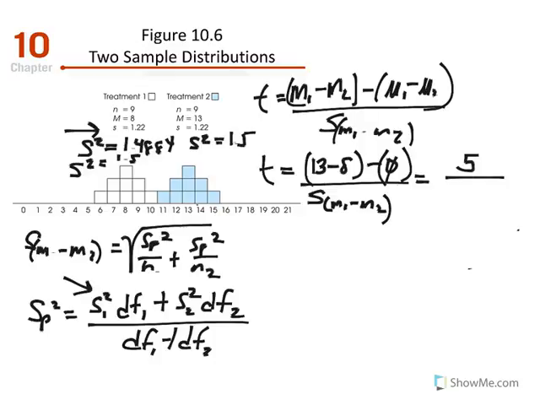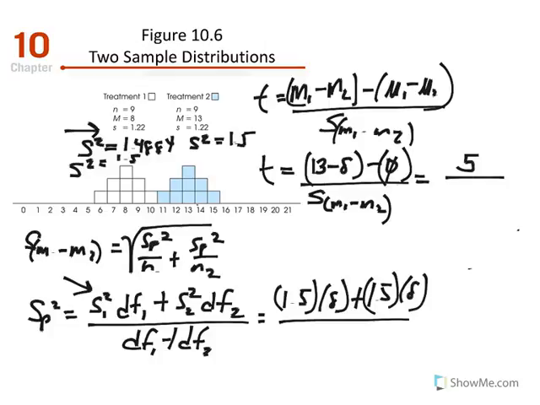So now we have what we need to replace variables in this equation. So our variance of our first distribution is equal to 1.5. The degrees of freedom is equal to 8. Added to 1.5 multiplied by 8, and then divided by degrees of freedom, 8 plus 8. So in our calculators, take 1.5 multiplied by 8, add it to the product, or you could just multiply by 2 and divide by 16.